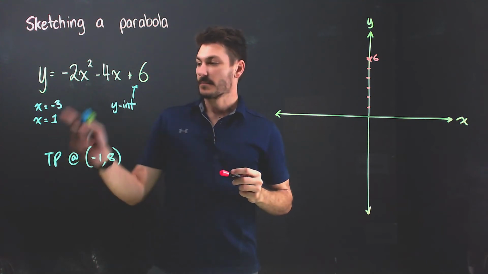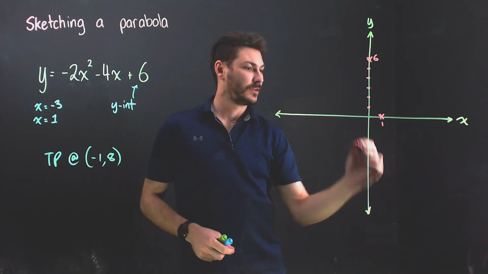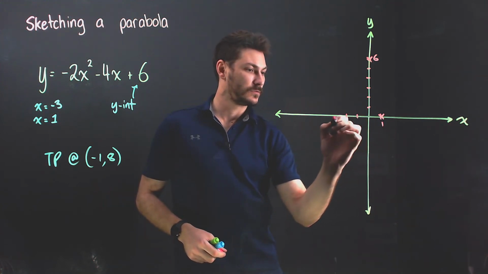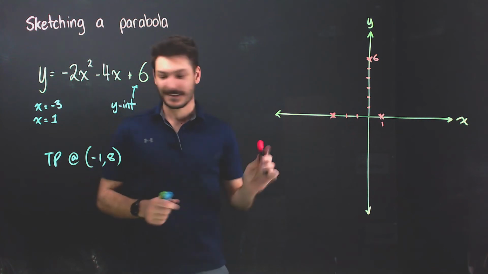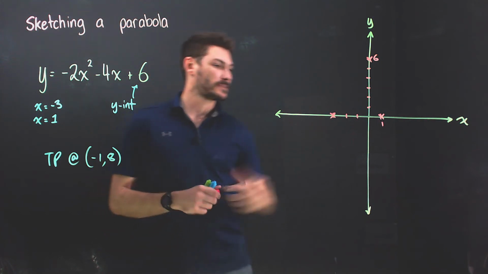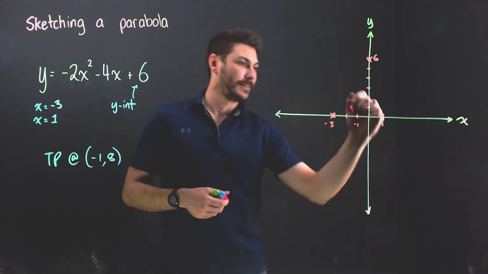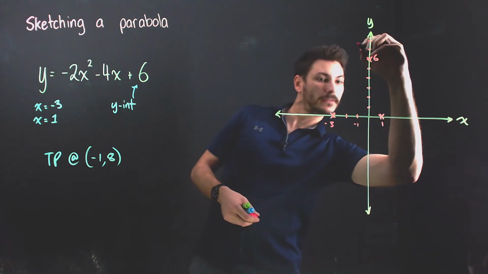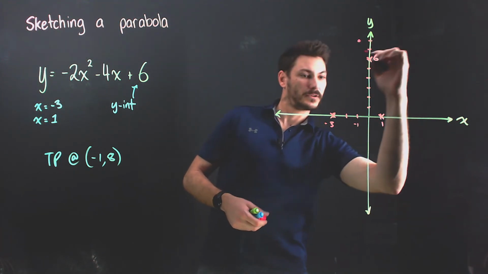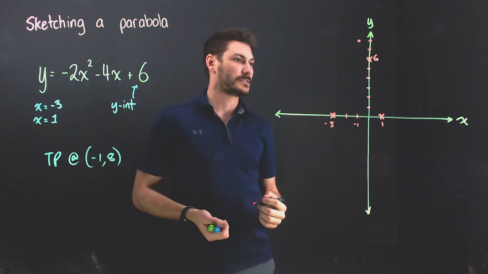I also have x-intercepts at 1 and minus 3, so 1, that's an x-intercept, and minus 3, 1, 2, 3 in the negative direction, that's another intercept. And the last thing I need to plot is my turning point at minus 1. Sorry, I'll label that. Negative 1, that's the axis of symmetry, and it goes up to 8. So right there, I'll put a dot this time, is going to be my turning point, and now it's just a matter of connecting the dots.